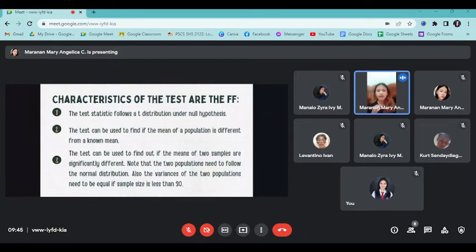Characteristics of the test are the following. Number 1. The test statistic follows a t-distribution under the null hypothesis. Number 2. The test can be used to find if the mean of a population is different from a known mean. Number 3. The test can be used to find out if the means of two samples are significantly different. Note that the two populations need to follow the normal distribution. Also, the variances of the two populations need to be equal if sample size is less than 30.